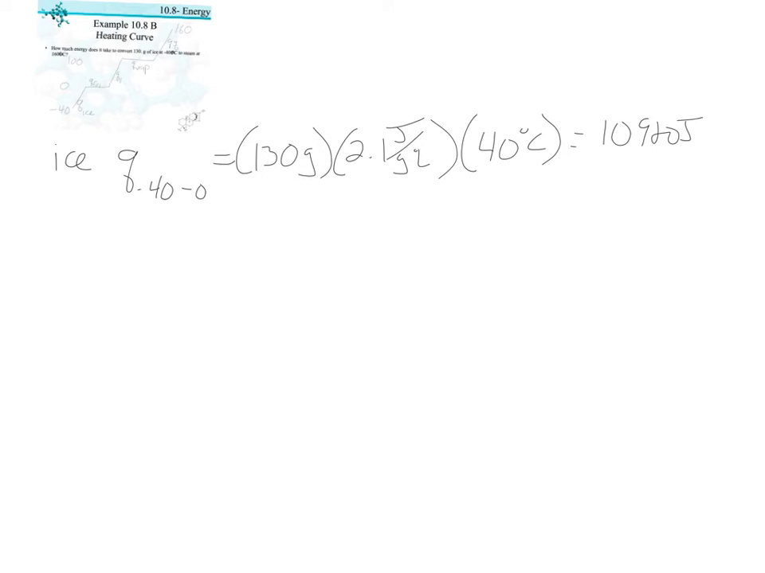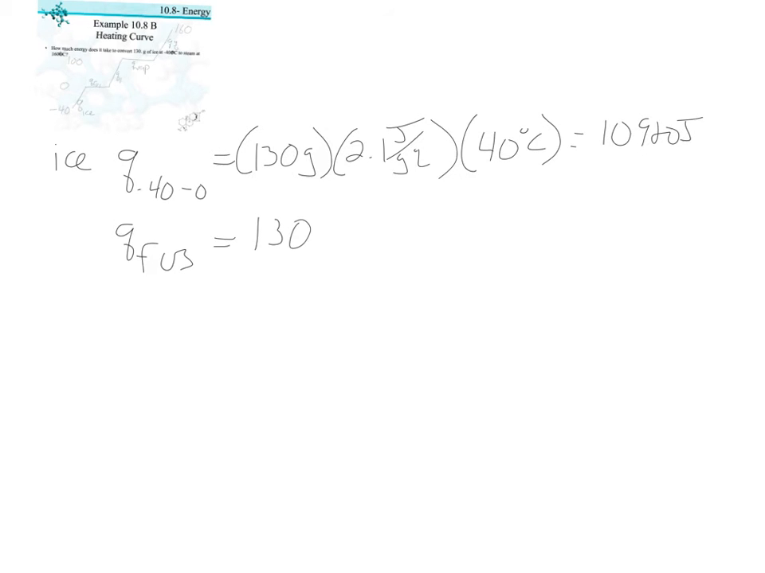So here we go. The first one, the mass is 130 grams. The specific heat of ice we looked up from the last slide is 2.18 joules per gram per degree Celsius. And we are changing it, final minus initial, 0 minus 40. We are changing the temperature 40 degrees Celsius, which will be 10,920 joules.